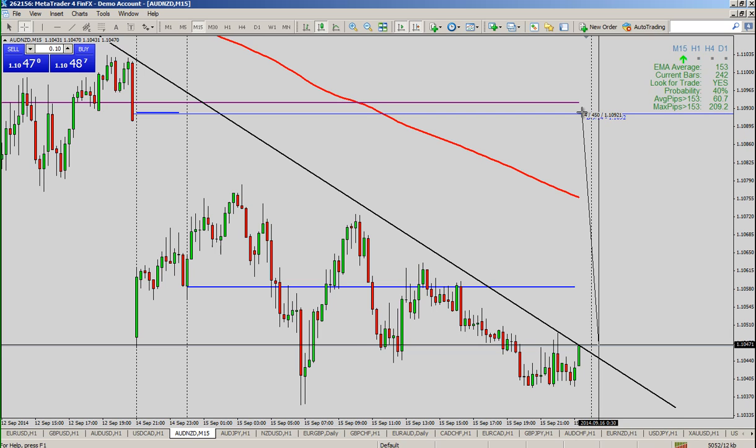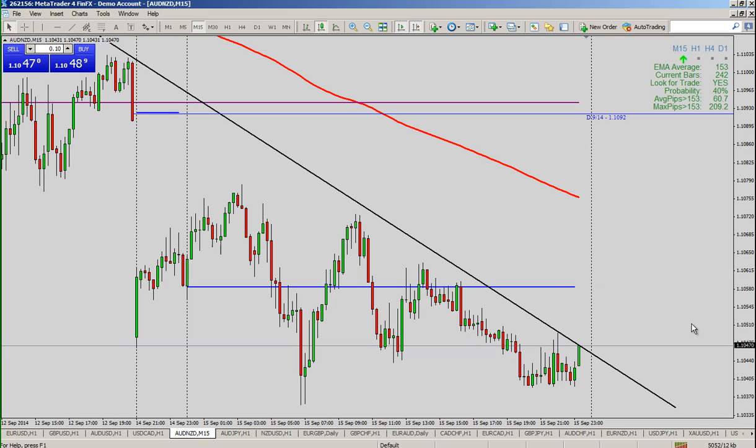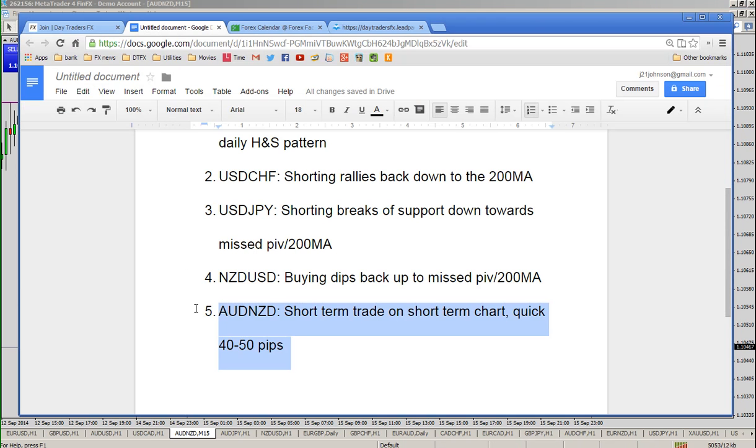So again, it's not a major mover of a situation, but I think there's some good pips to be had on buying the breakout of Aussie New Zealand on the short-term charts for a move up into that. So that's a quick little everything in a nutshell.